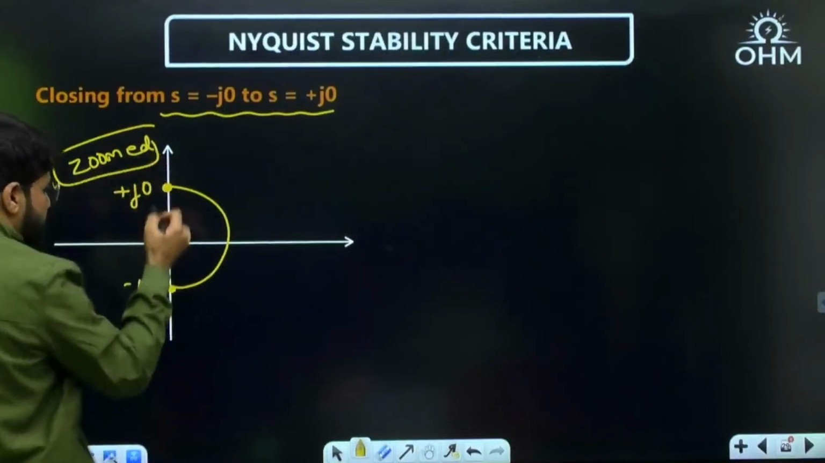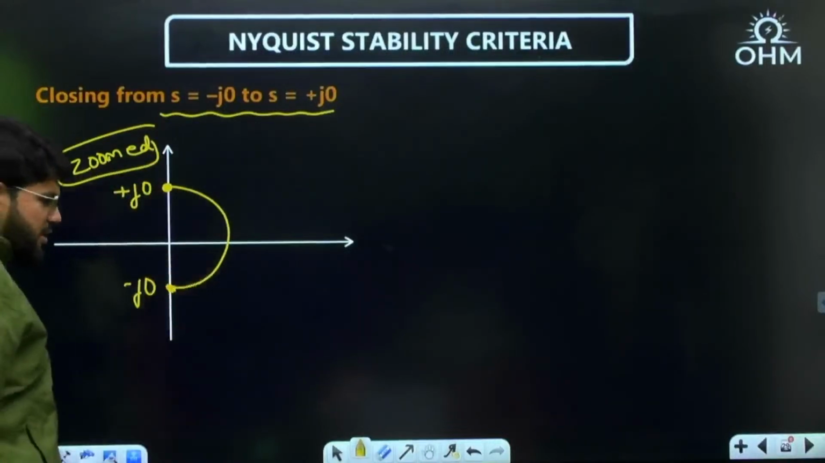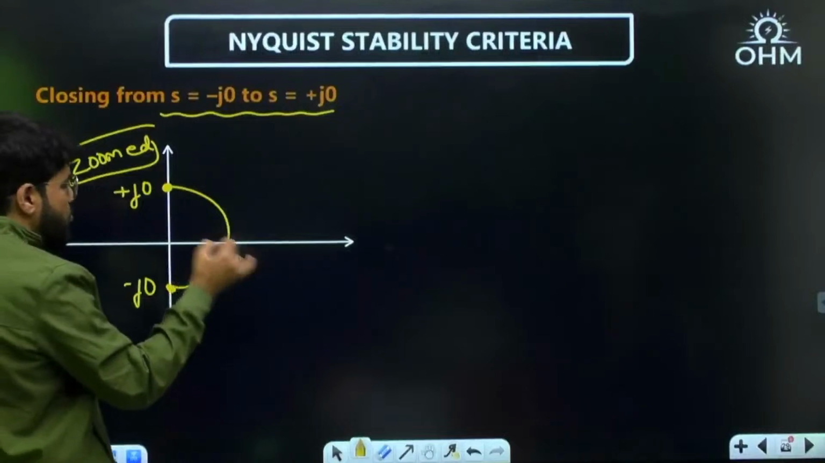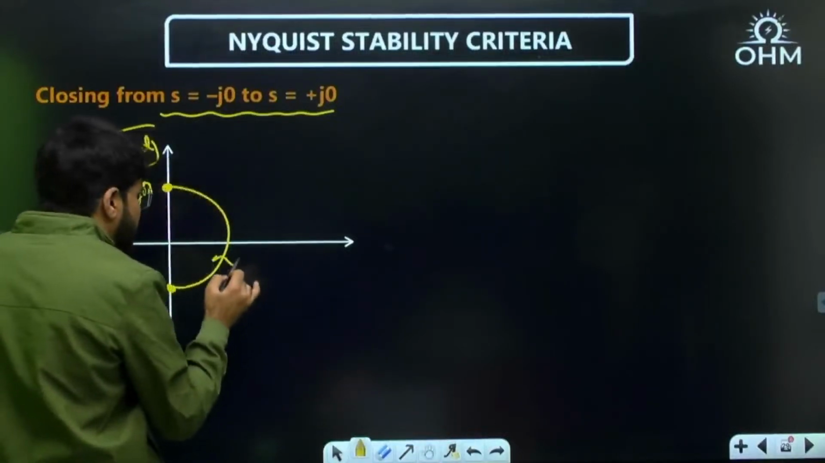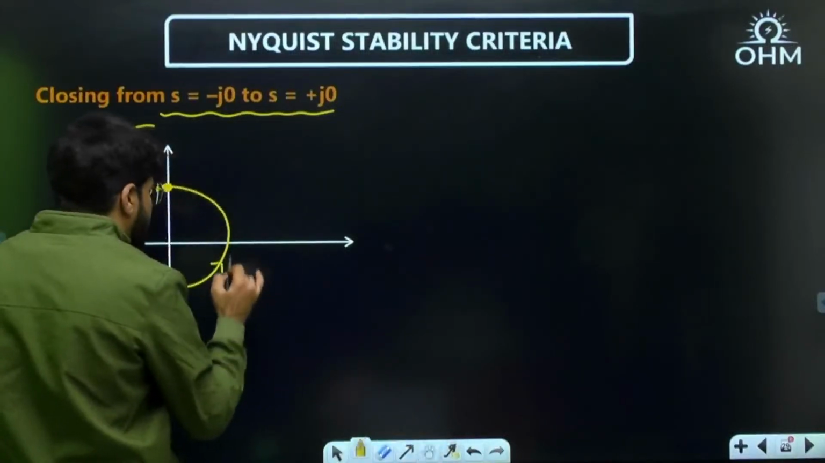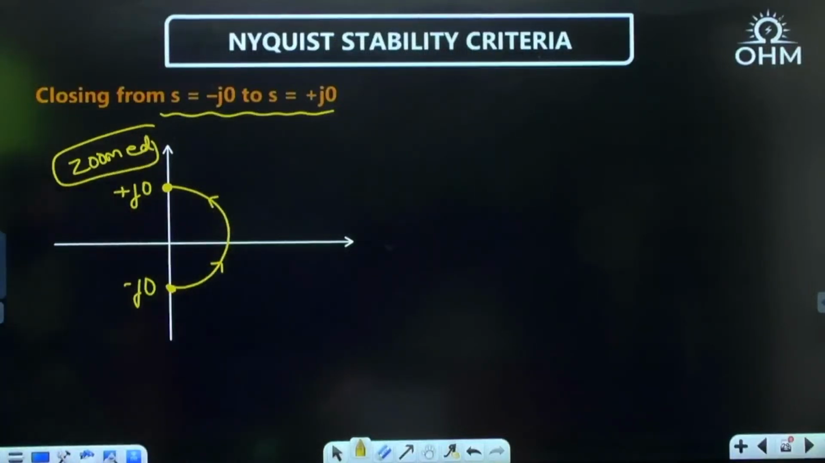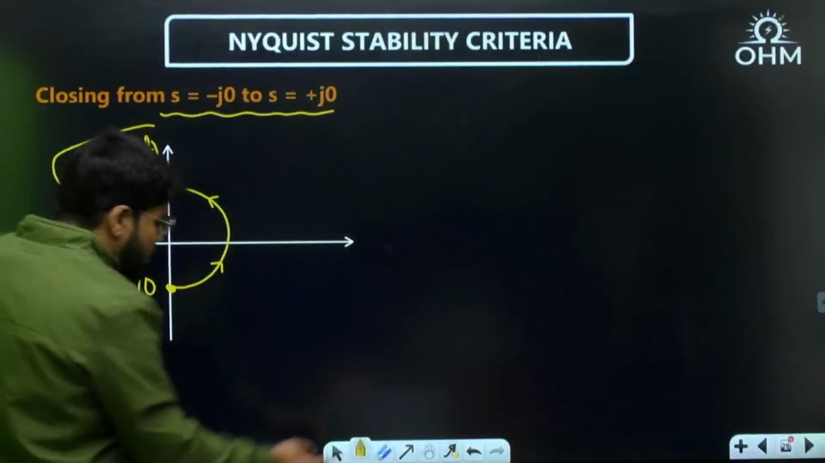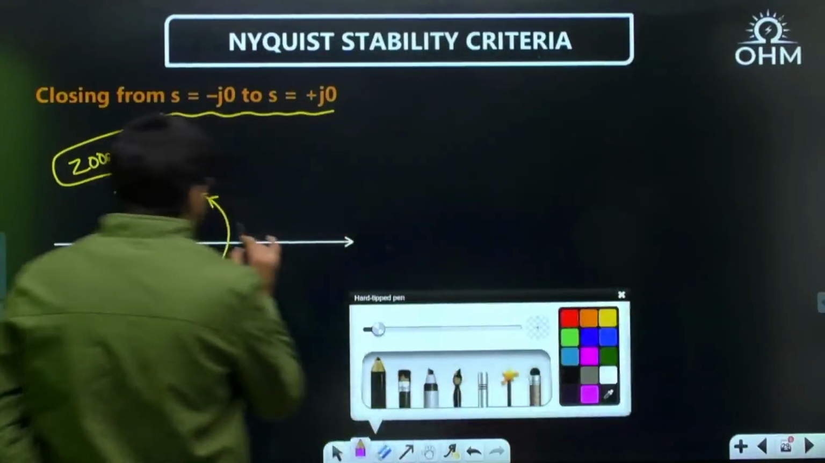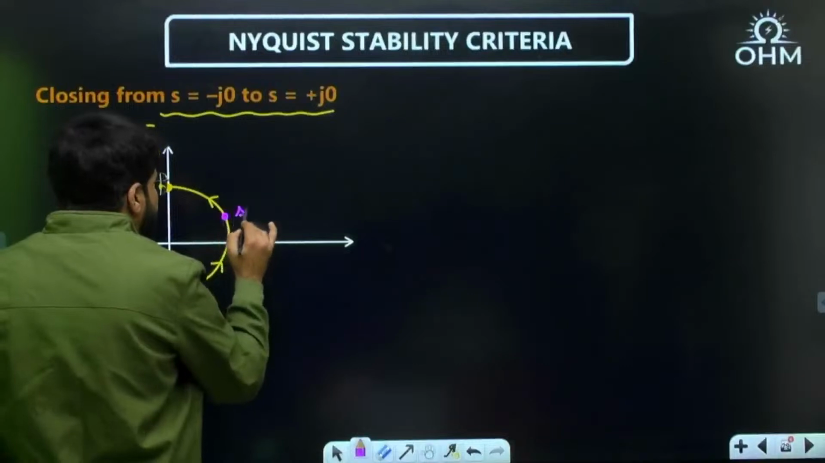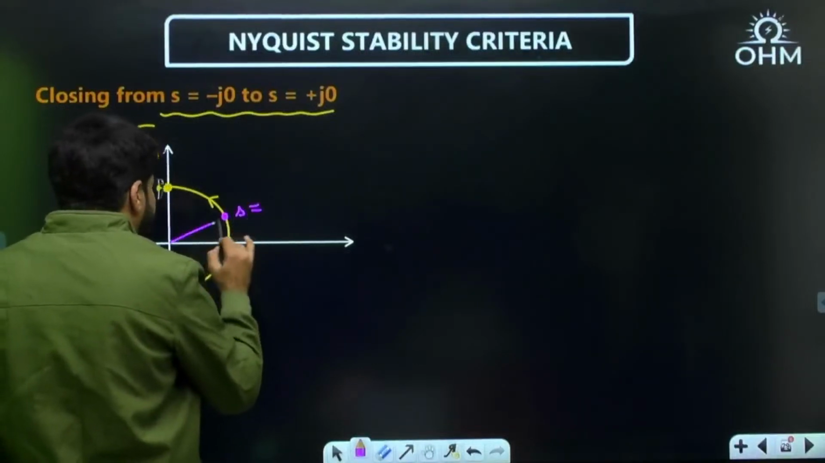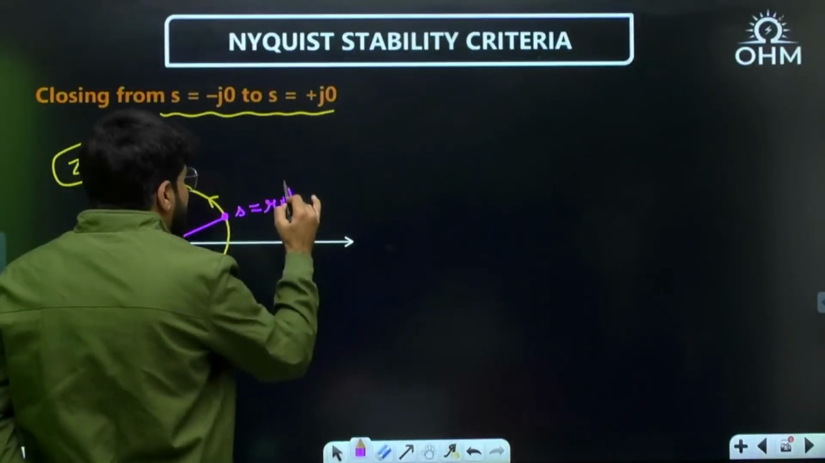But these are actually very, very close to the origin. So when I go from minus j0 to plus j0, for this very small arc, I am taking anti-clockwise movement only, because we have to be in the RHP only, not in the LHP. Now take any point on this arc, suppose s, and let me call it R e power j theta.